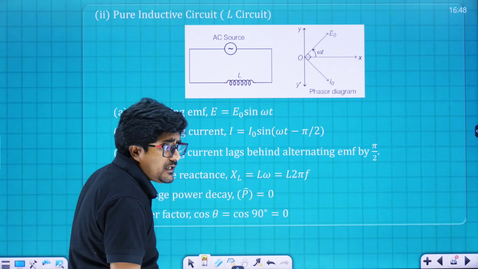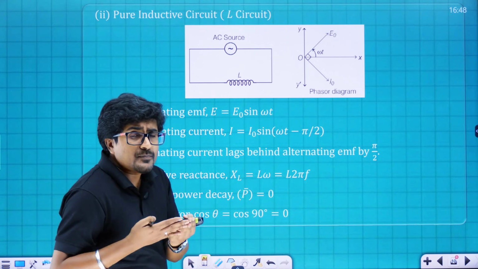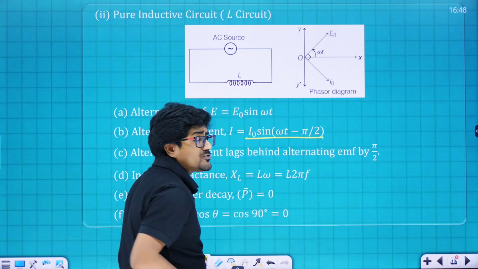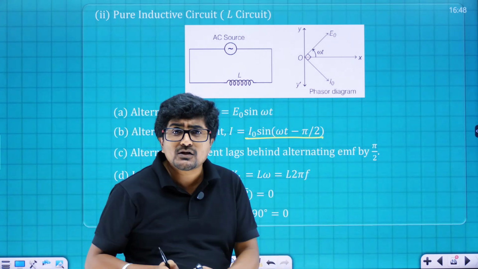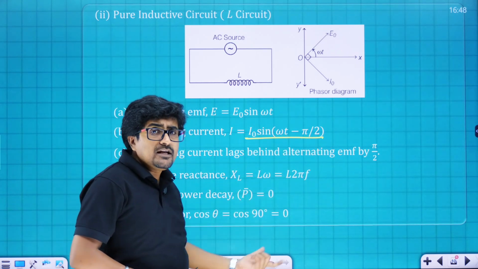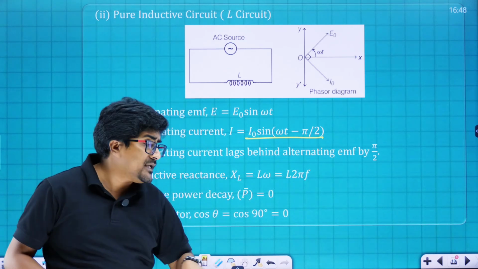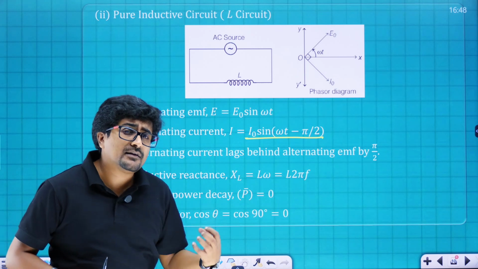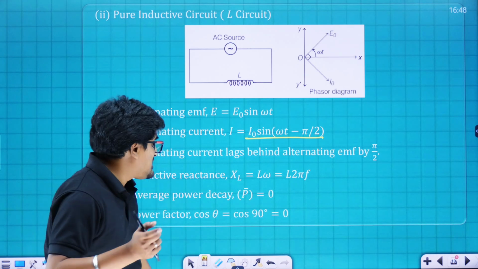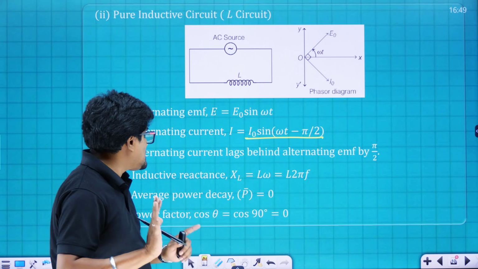And if it is a pure inductive circuit, in this case the current will be lagging with respect to voltage by an angle of pi by 2. That means here you can see the expression for current as I is equal to I naught sin of (omega t minus pi by 2), and voltage is E is equal to E naught sin of omega t. So that phase difference is clearly reflected over here. While calculating the power value, Vrms into Irms cos phi, the phase difference is pi by 2, that is 90 degrees, so cos phi is going to be 0. So in that case the average power is going to be 0.